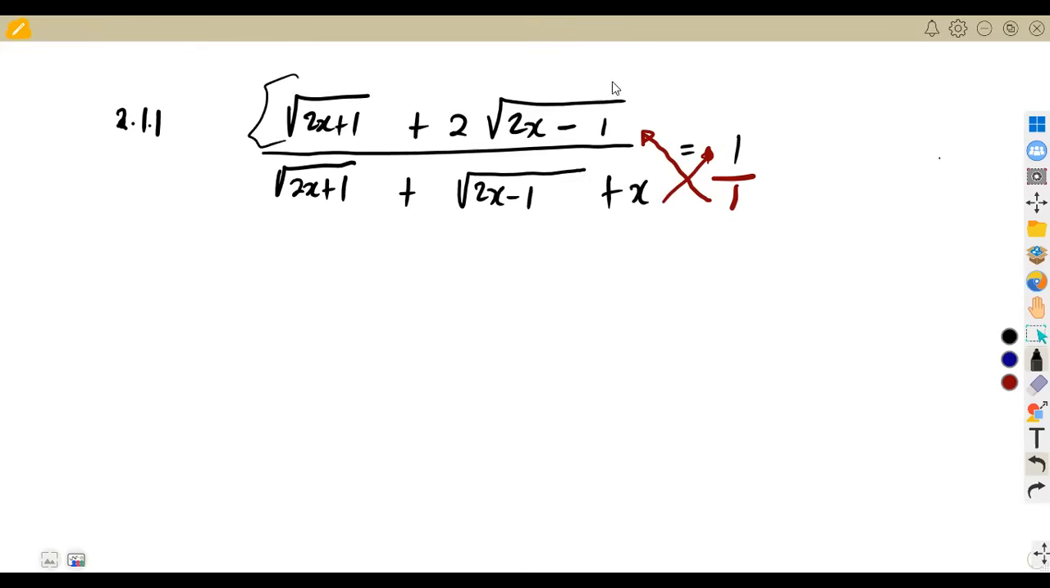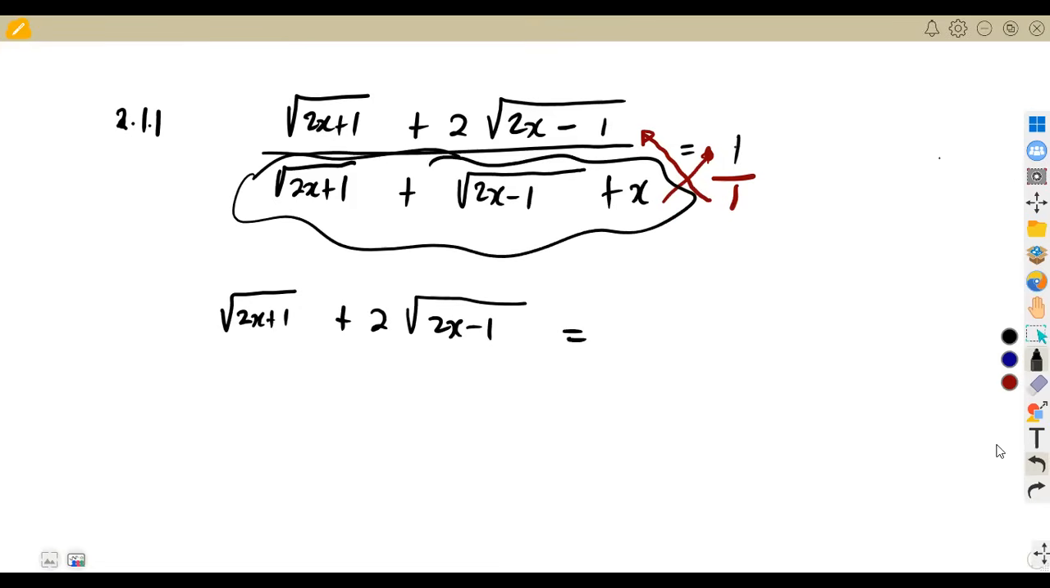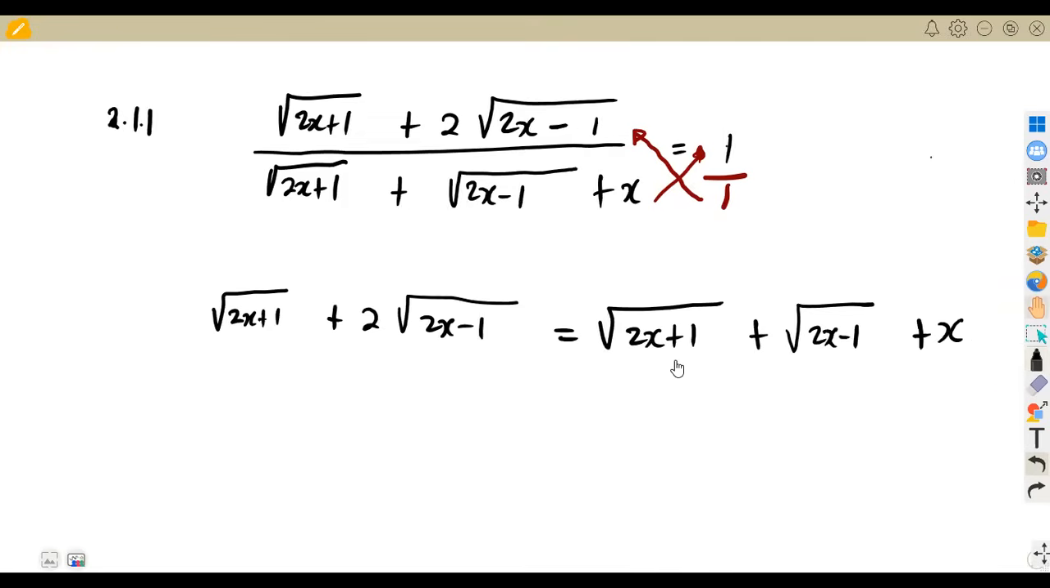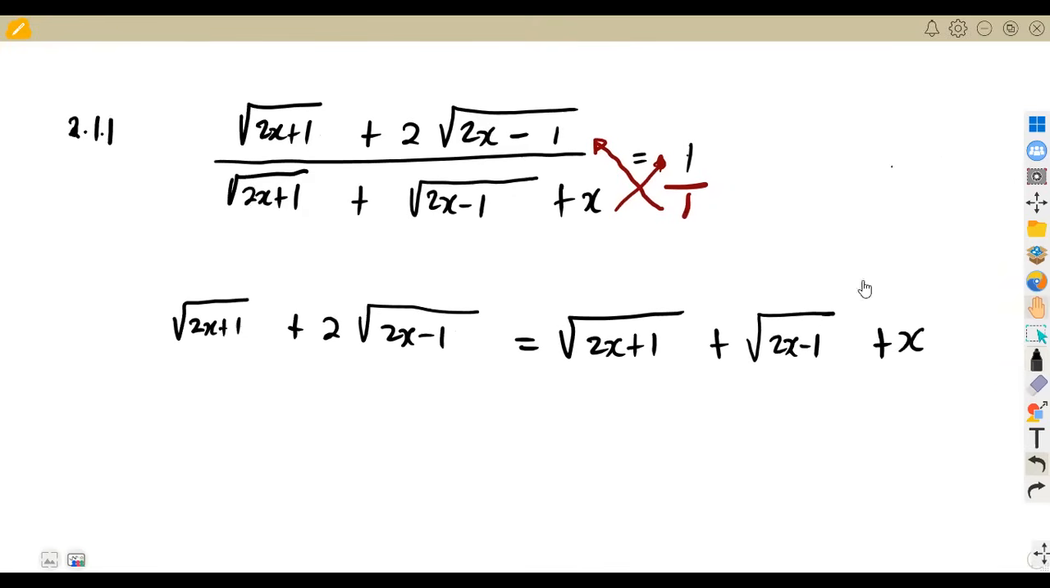1 times this is going to multiply this whole part, so it's just going to remain as it is, meaning you're going to remain with the square root of 2x plus 1 plus 2 into the square root of 2x minus 1, equal to, we cross multiply, 1 is going to multiply everything on this part here. They tried to scare us here. So if we cross multiply there, this one multiplies here, this one multiplies here.